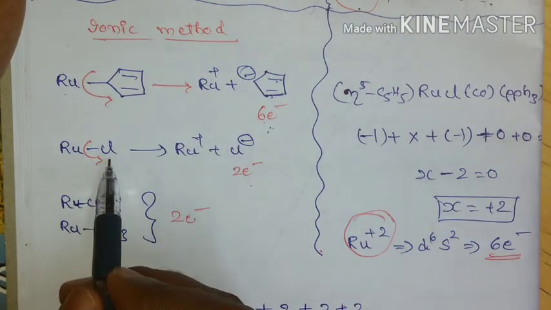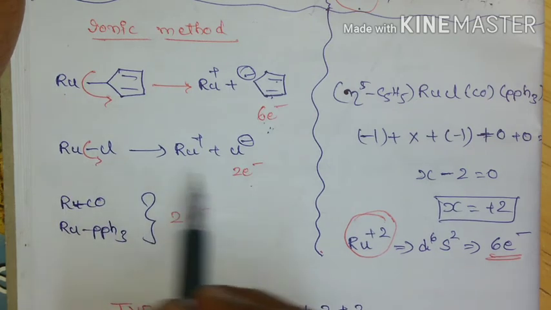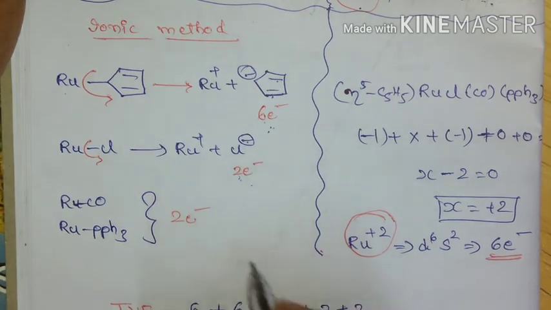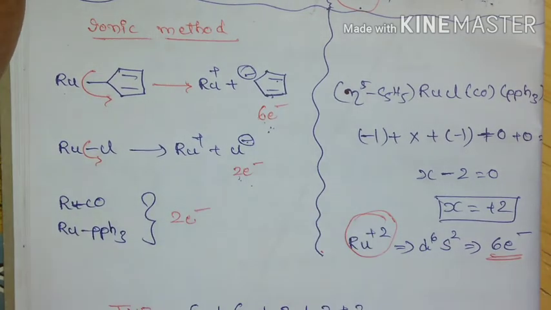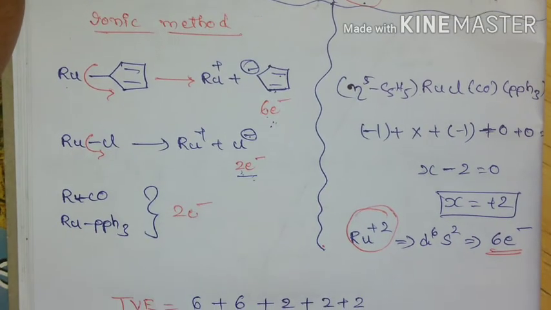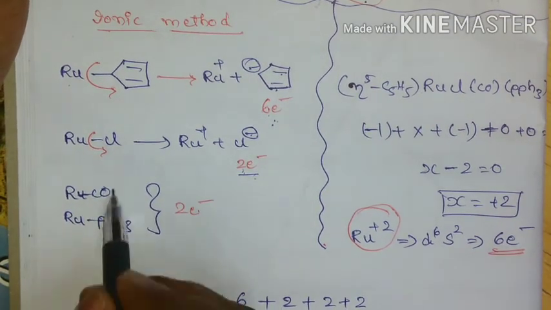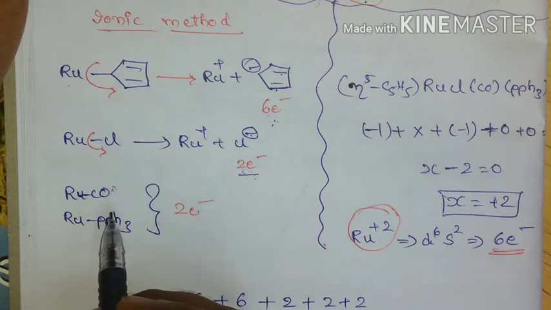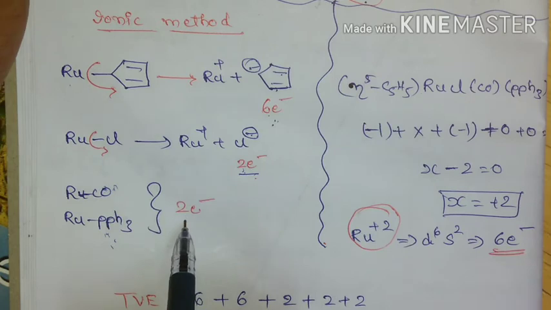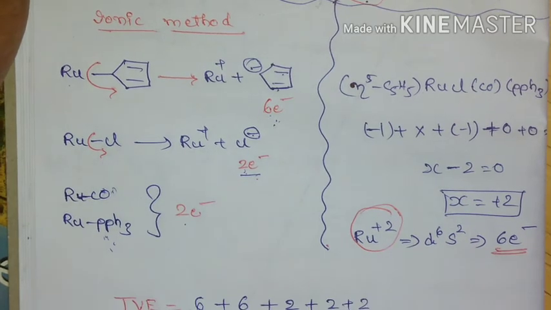Similarly RuCl, so if I do heterolytic cleavage, then it is going to carry negative charge, and if negative charge is present, it is going to contribute 2 electrons. So here Cl minus is going to contribute 2 electrons. And we have already mentioned that neutral ligands, in both ionic and neutral methods, contribute 2 electrons. So here there is no change, it is going to contribute 2 electrons.